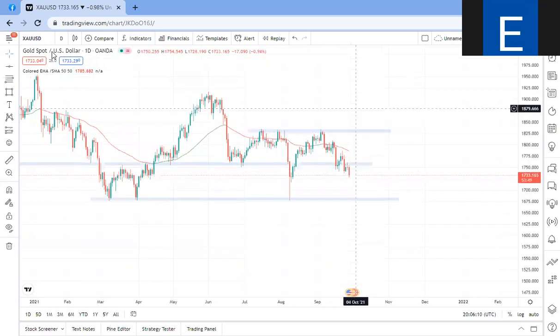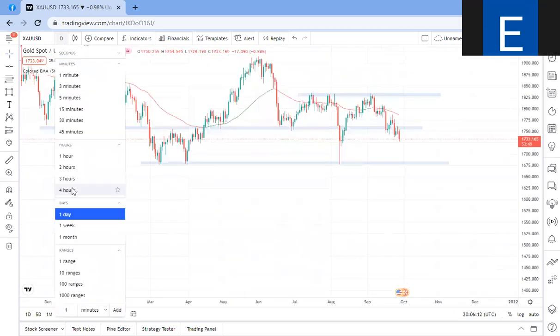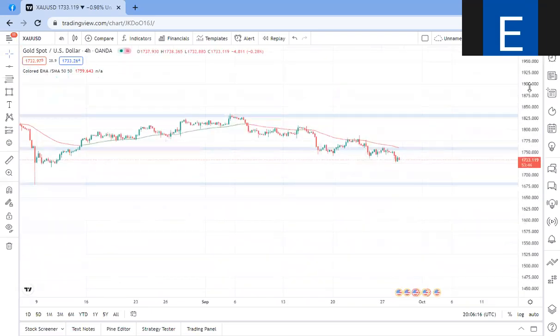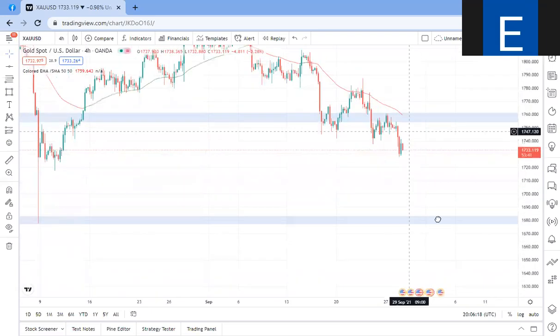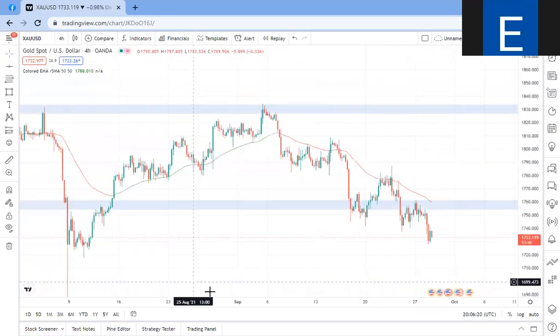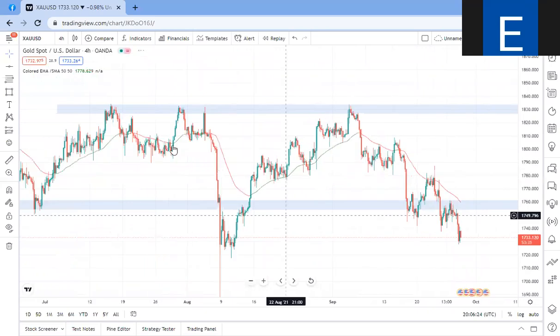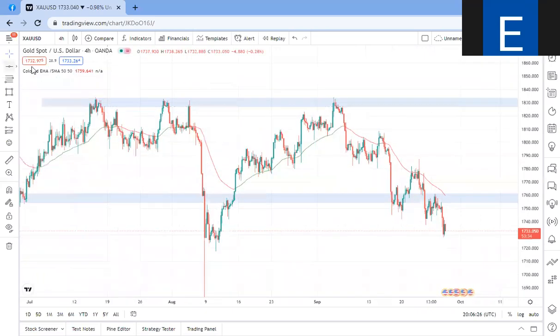If I go to the 4 hours now, you will see the chart patterns. These are bearish flags, normal bearish flags. So you can see here. Let me zoom out a little bit. So let me bring out all these chart patterns here. You can see these chart patterns.